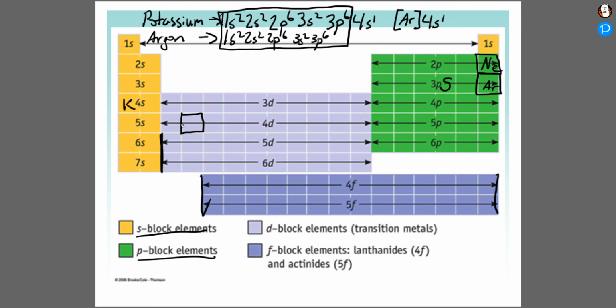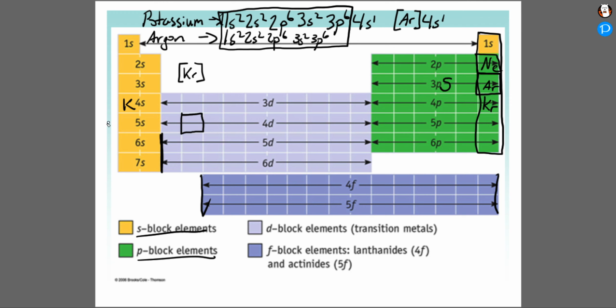What we would do is follow this back until we get to the previous noble gas, the noble gas that comes before it. So we follow this back, and the previous noble gas would be right here, which is krypton. So I would write krypton in brackets like that, and then pick up my electron configuration from there.